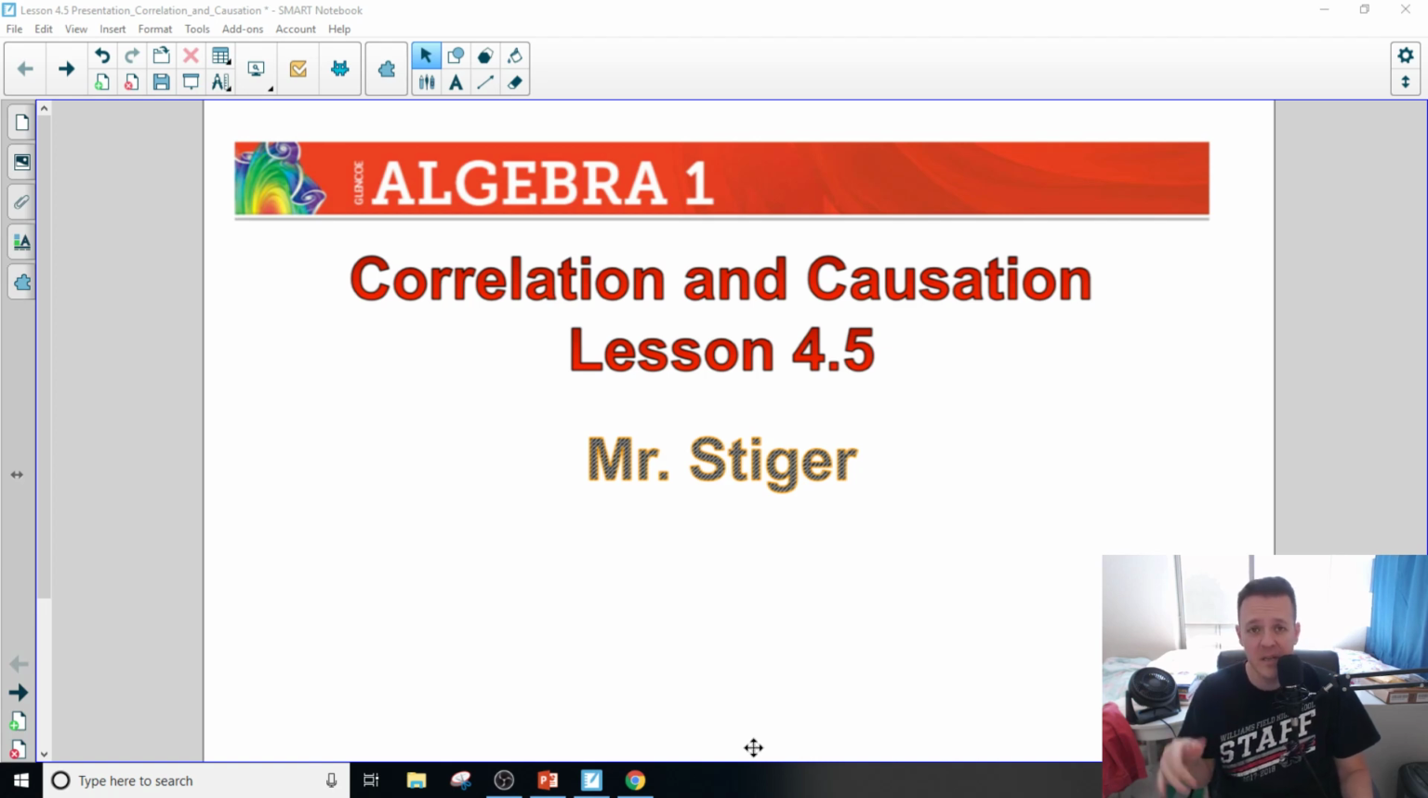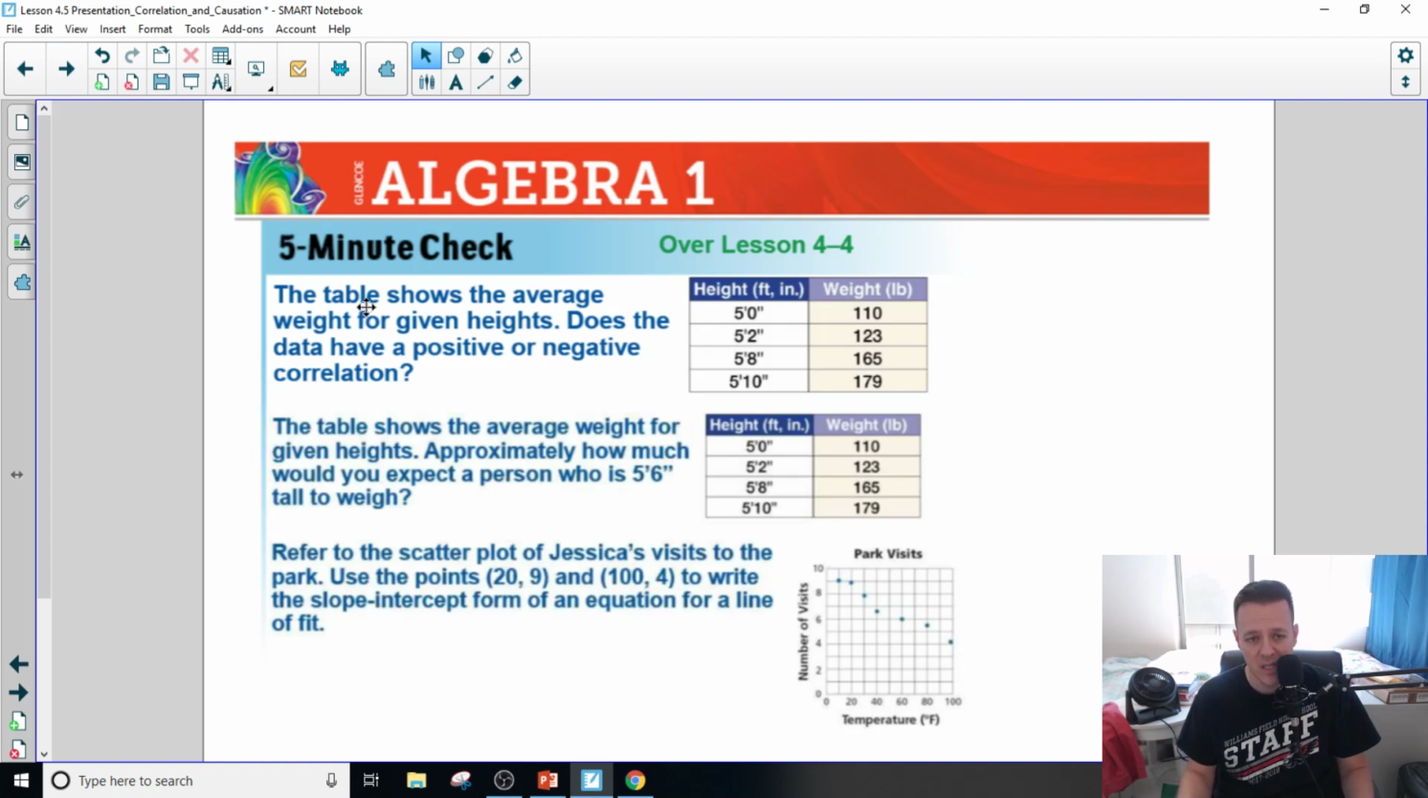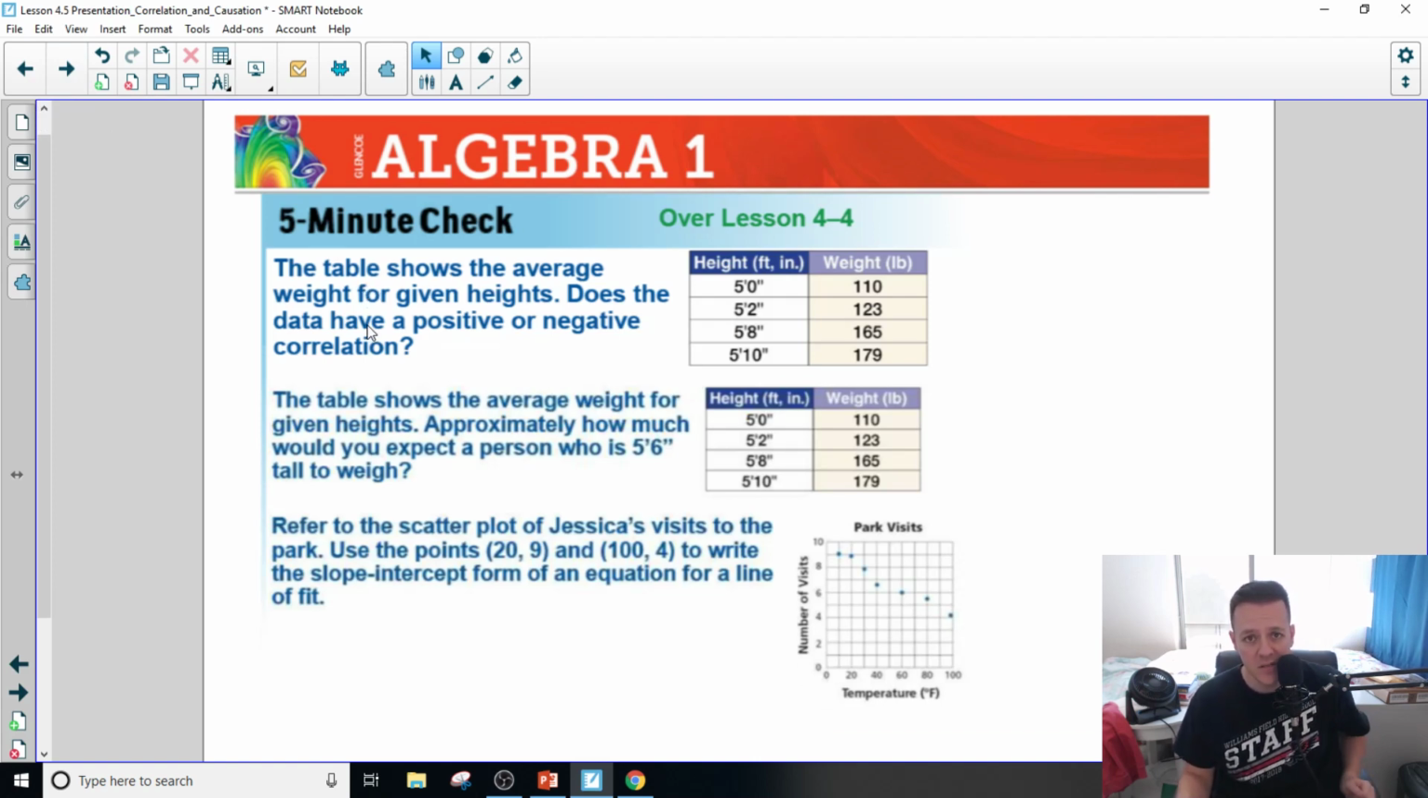All right, welcome everybody. So today's lesson is going to be on correlation and causation. This is lesson 4.5, and please make sure you have your books open to page 254. Today's lesson is kind of vocabulary heavy in terms of understanding what the difference between a correlation is versus a causation. First things first, though, is the bell work. So please pause the video and work on this.